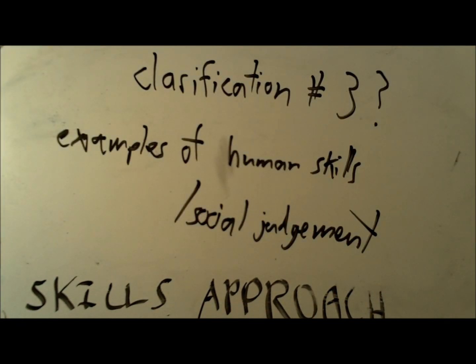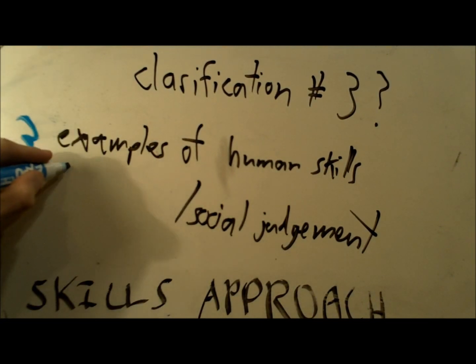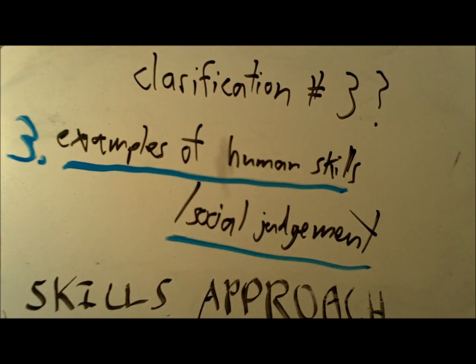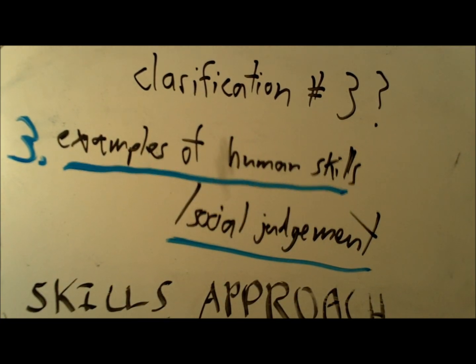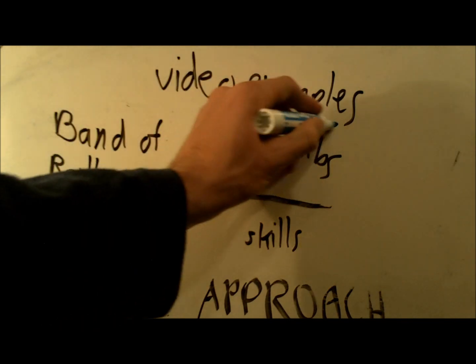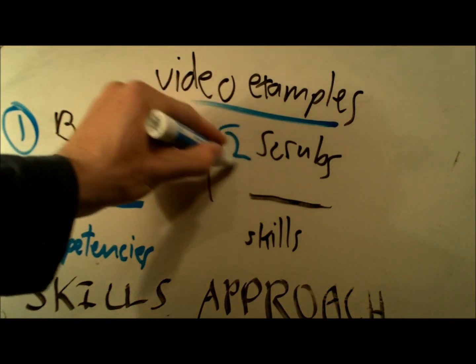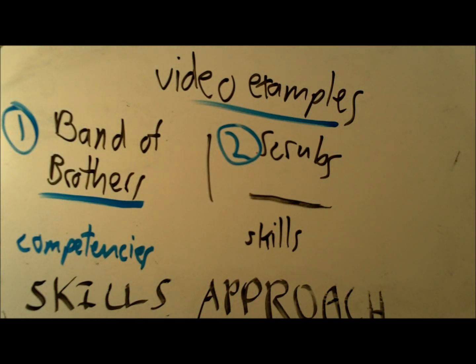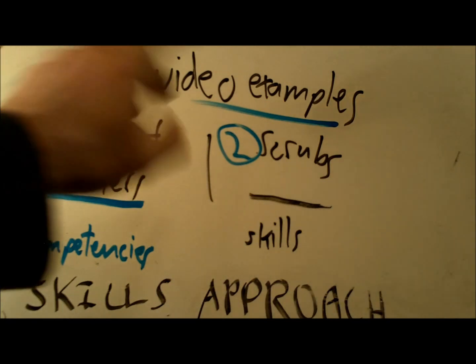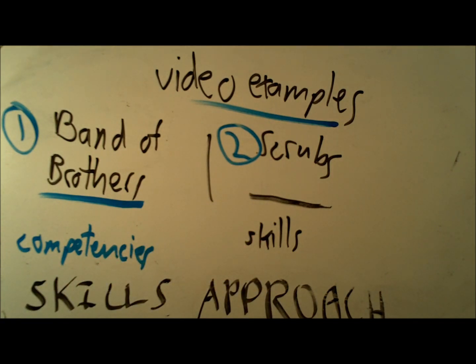So then, what happened to clarification number 3? Well, if you remember, clarification number 3 had to do with providing more examples of what human skills or social judgment is. I'm going to further explain clarification number 3 in some video examples, with first, examples from Band of Brothers, and then second, examples from the TV series Scrubs. In Band of Brothers, I'm going to be examining competencies, and there I'll explain social judgment more. And then in Scrubs, I'm going to analyze it using skills, and there I can explain human skills more.